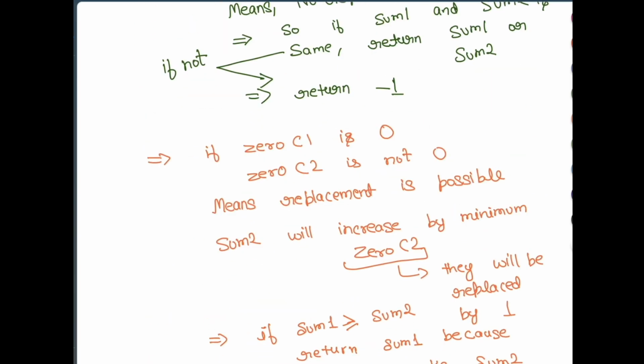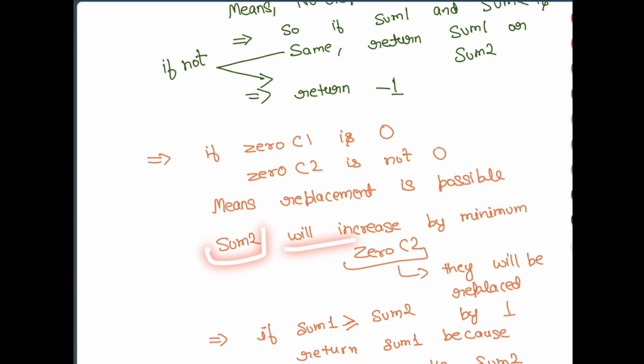Now let us see the second case. If the zero count in the first array is 0, that is, we do not have any zeros in the first array, but the zero count in the second array is not 0. It means that we do have a few zeros in the second array. It means that the replacement is possible in the second array, right? What is the minimum sum possible for the second array?